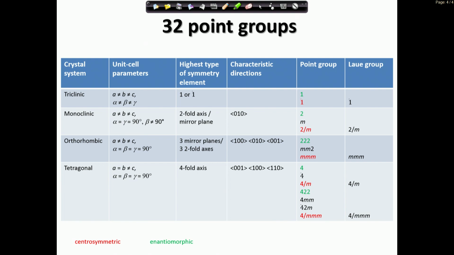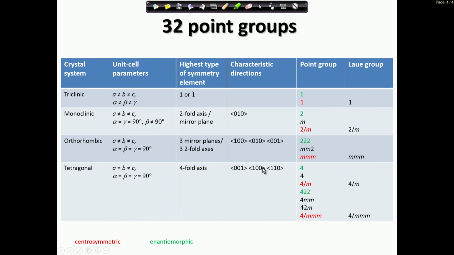In tetragonal, you may notice that the characteristic directions are different from orthorhombic. It's 0, 0, 1, that is the direction of the tetragonal axis. 1, 0, 0, so that's the A direction. But then 0, 1, 0, that's present in orthorhombic, makes no sense in tetragonal because by symmetry 0, 1, 0 and 1, 0, 0 are the same. They are symmetry equivalent because of the fourfold axis. So 0, 1, 0 is the same as 1, 0, 0.